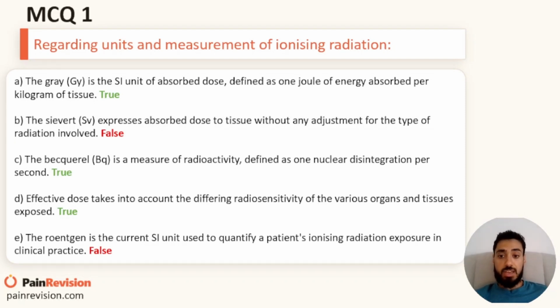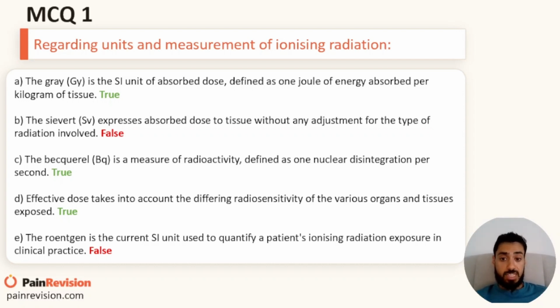The first part A, the gray is the SI unit of absorbed dose, which is 1 joule of energy absorbed per kilogram of tissue. That is correct, as I've explained. You've got two things. One is about the amount of X-rays being produced or exposure, and the other is about absorption. So absorption is measured in gray. That is the SI unit. It is joules per kilogram.